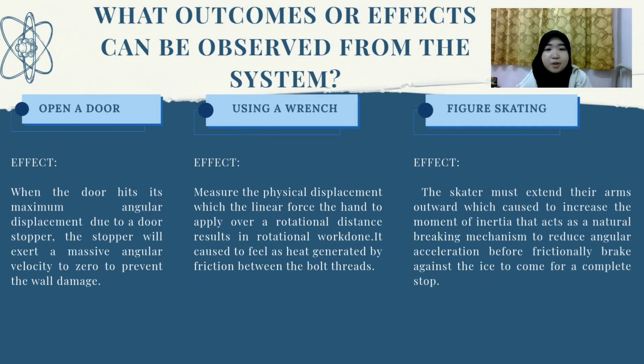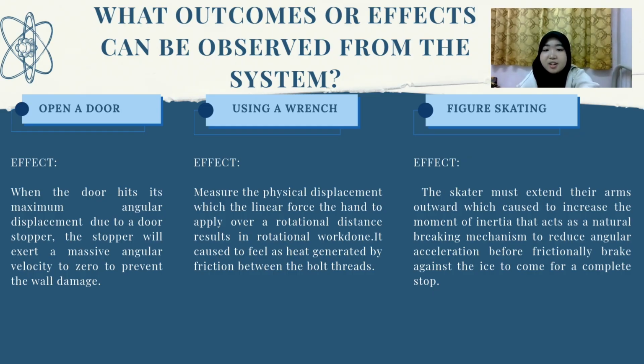Next, what happens when a door hits a door stopper? When the door reaches its maximum angular displacement and strikes, the stopper exerts a strong opposing force. This instantly drops the door's angular velocity to zero, effectively preventing any damage to the wall.